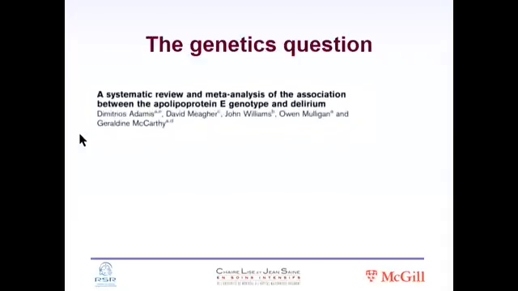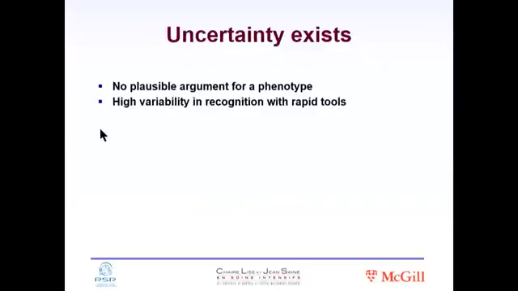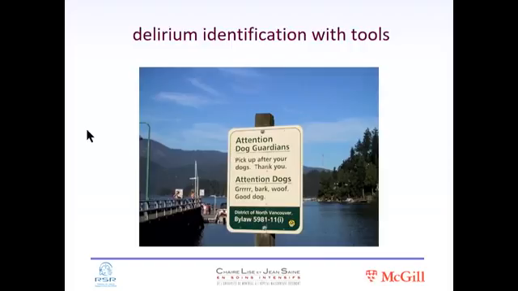And the genetics question was very recently reviewed in a nice systematic review by David Marr and the European Delirium Association group, suggesting that there's absolutely no association between the APOE gene, which is the only one that has been suggested as potentially being related to delirium. So I'm not sure a plausible argument for a phenotype can be made, and there is a high variability in recognition with the tools that we do have, and that in and of itself is problematic.